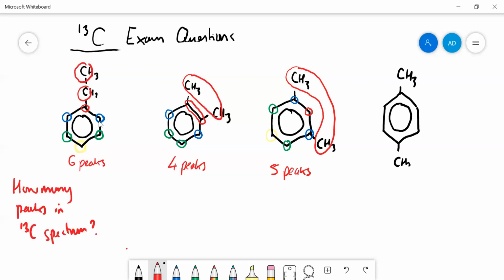This one, now you can see there's a lot of symmetry going on here, isn't there? So those 2 methyls are the same as each other. That blue one there is the same as that one there. Now let's think about this green one. Well, it's obviously the same as that one, but not only that, it's the same as that one and that one. So that's just going to give us 3 different peaks.